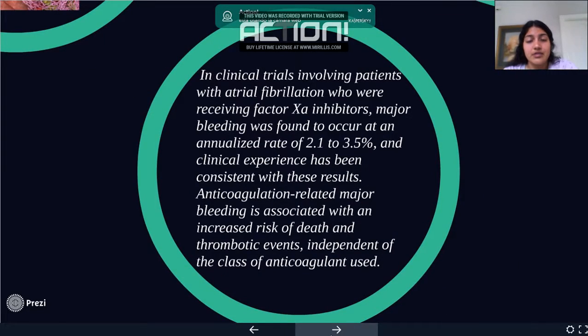Now, in clinical trials involving patients with atrial fibrillation who were receiving factor Xa inhibitors, major bleeding was found to occur at an annualized rate of 2.1 to 3.5%, and clinical experience has been consistent with these results. Anticoagulation-related major bleeding is associated with an increased risk of death and thrombotic events independent of the class of anticoagulant used.